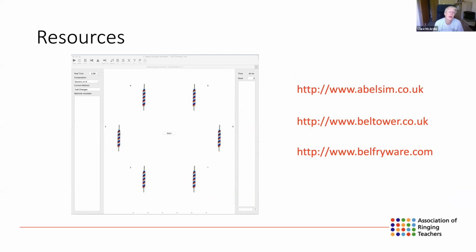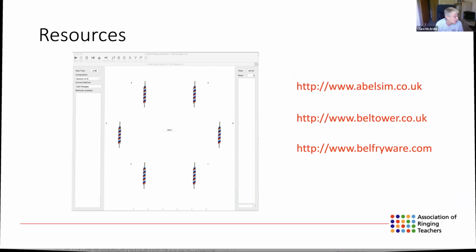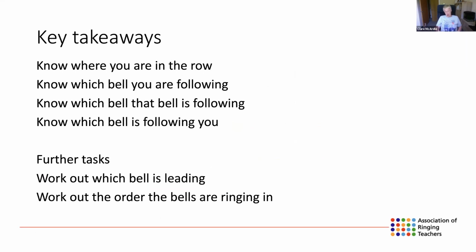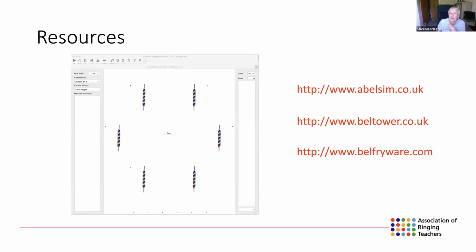So ringing with a simulator is a good idea. So if you've got a simulator installed on your PC or your phone, you can practice ringing chord changes by pressing the J key or pressing the screen. And if I go back to that slide, there are other simulators other than Able.